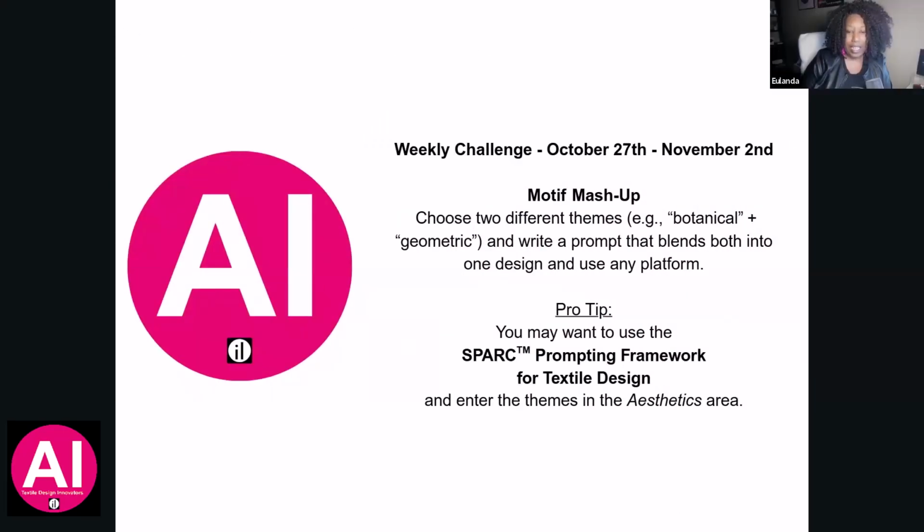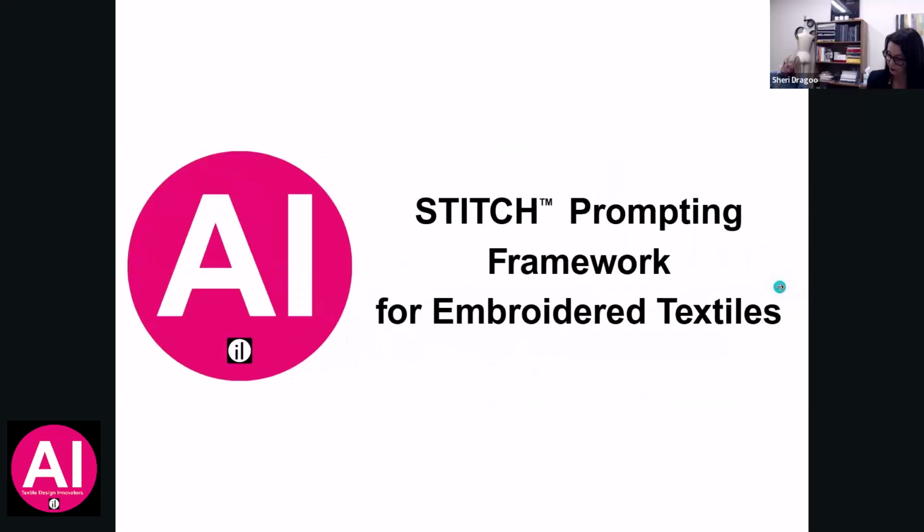So this week's challenge is to do a motif mashup. You can choose two different themes, a botanical and a geometric, and then write a prompt that blends both together. You might want to use the Spark prompting framework, and I have uploaded the video of that framework from last week if you want to use it. I would consider adding whatever the motifs are to the aesthetics area, which is the A part of the framework.